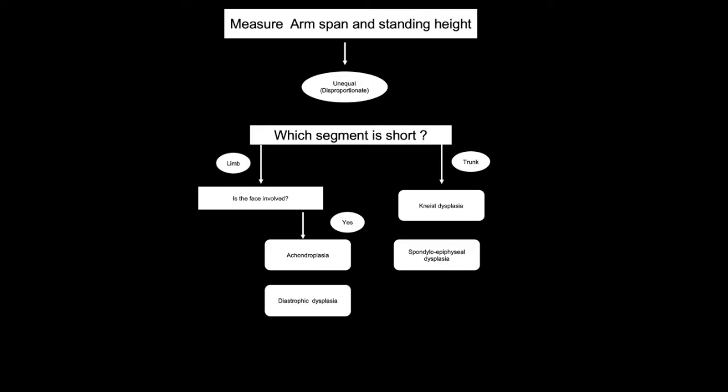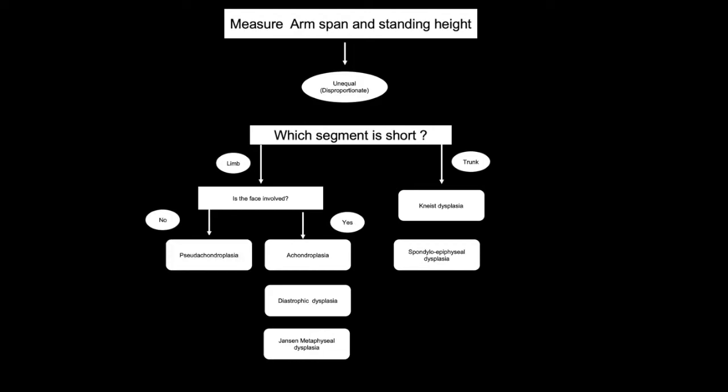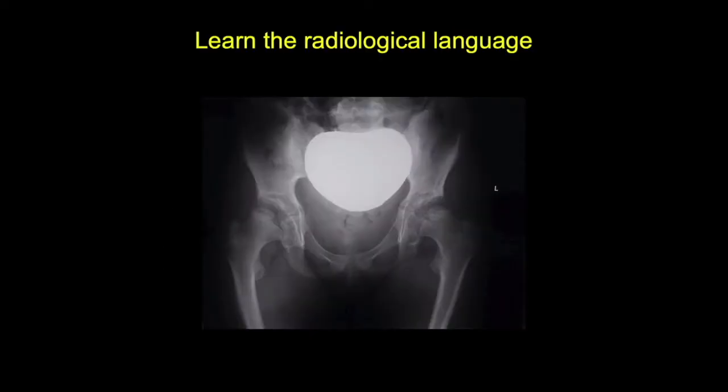Is it dystrophic dysplasia based on things like cauliflower ear? Or is it others, such as the metaphyseal chondrodysplasias? So if the face isn't involved, is it pseudochondroplasia? Is it MED? Okay, it's not going to give you the diagnosis for all of them. It is supposed to just give you an idea that you can start making some fairly sophisticated diagnostic statements based on very limited information, and information that anybody should be able to acquire provided they know what they're looking at. And then you need to learn the radiological language.